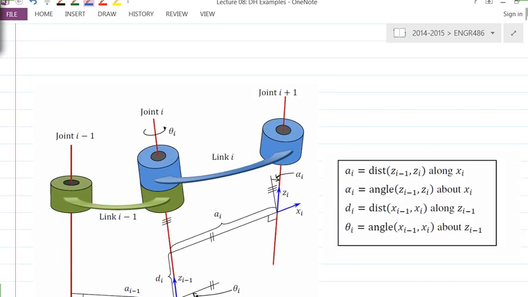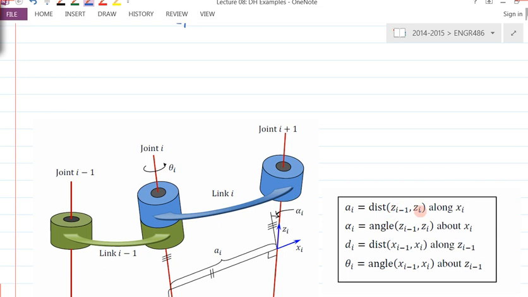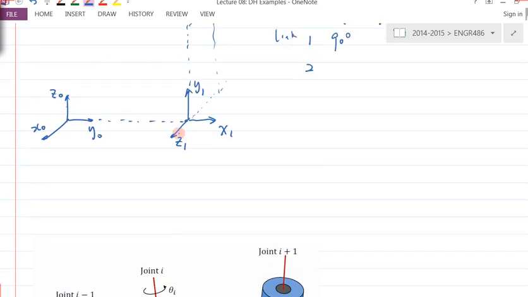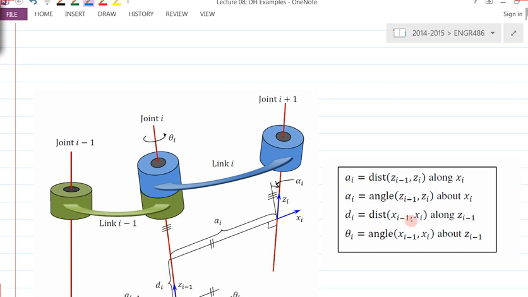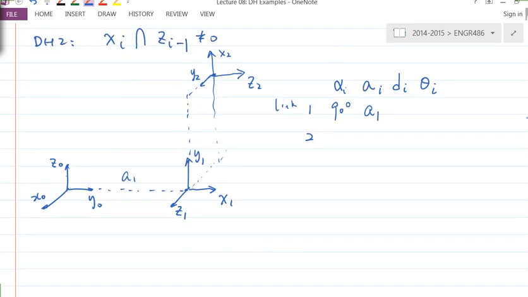Okay. a_i is the distance from the previous z-axis to the current one along the x_i axis. So from here to here along this x1. Suppose that from here to here is a1. So we should put simply a1 here. And then d is the distance between two adjacent x-axes along z0. So d is basically from x0 to x1 along z0. So in this case, what's the distance between the two x-axes?